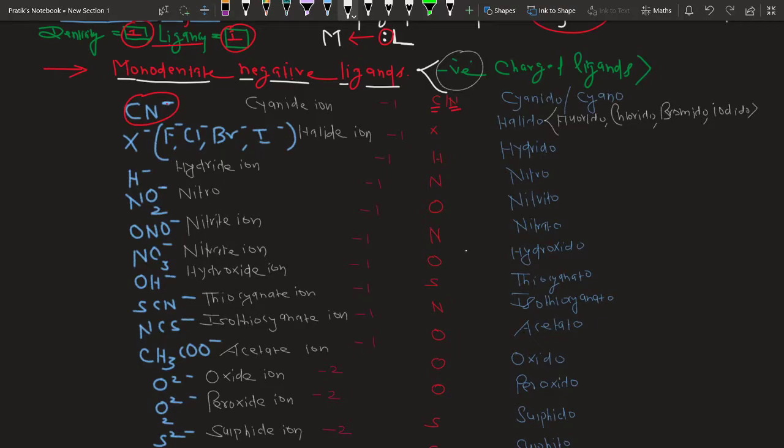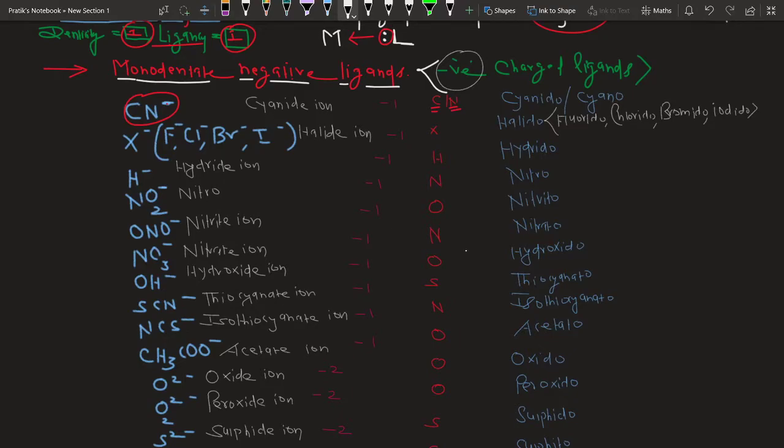The donor atom is nitrogen. ONO minus is nitrite ion, it is -1, and the donor atom is oxygen. NO3 minus is nitrate ion. The charge is -1, donor atom is nitrogen. OH minus is hydroxide ion, -1, and the donor atom is oxygen. SCN minus is thiocyanate ion. The charge is -1, and the donor atom is sulfur. NCS minus is isothiocyanate ion, that is -1, and the donor atom is nitrogen. CH3COO minus is called acetate ion. The charge is -1. Donor atom is oxygen.